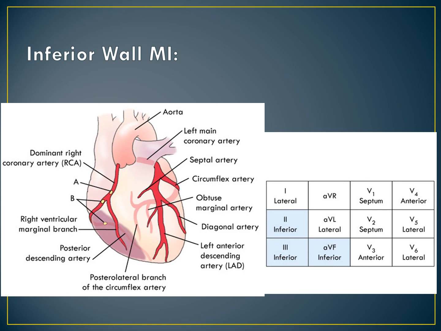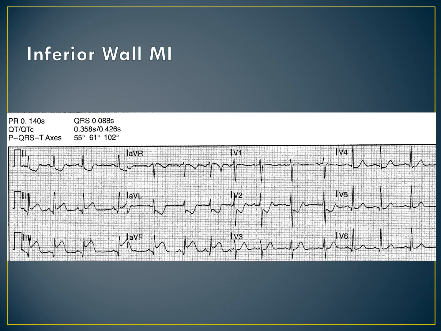In an inferior wall MI, we are seeing ST elevation in leads 2, 3, and AVF. And as shown in this picture, the blood clot is occluding blood flow through the marginal branch of the right coronary artery, causing a mirror image of depression to be seen in the lateral wall, or leads 1 and AVL. This is what the 12-lead ECG would look like in that inferior wall MI, with ST elevation in 2, 3, and AVF, and the mirror image, or the reciprocal depression, in leads 1 and AVL.